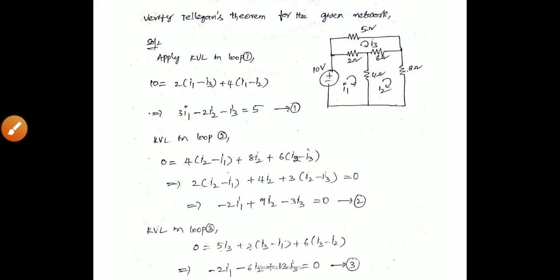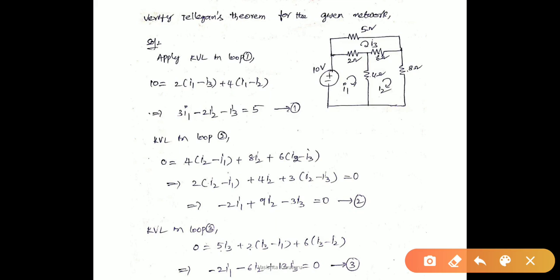If you observe the remaining resistors, we have a total of 5 resistors in the given network. In the 5 ohm resistor, the current I3 is flowing. In the 2 ohm resistor, the difference of the two currents I1 and I3 is flowing. In the 4 ohm resistor, the difference of the currents I1 and I2 is flowing. In the 6 ohm resistor, the difference of the two currents I2 and I3 is flowing. Similarly, in the 8 ohm resistor only the I2 current is flowing.